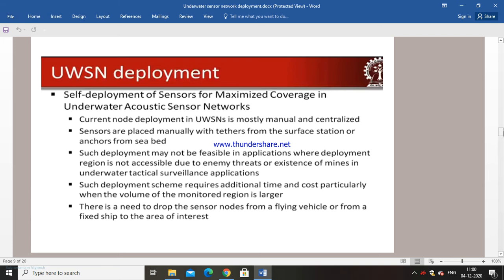Such a deployment may not be feasible in applications where the deployment region is not accessible due to enemy threats or the existence of mines in underwater tactical surveillance applications. Such a deployment scheme requires additional time and cost, particularly when the volume of the monitored region is larger. There is a need to drop the sensor nodes from a flying vehicle or from a fixed ship to the area of interest.